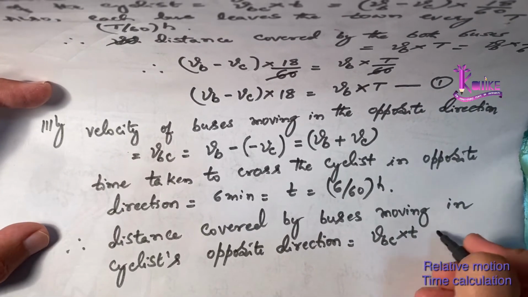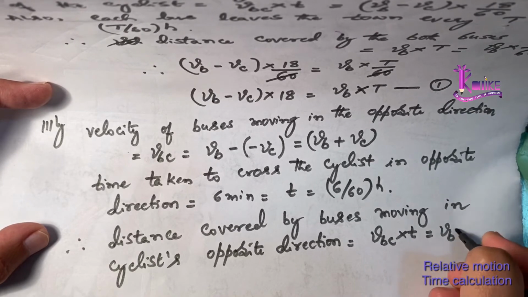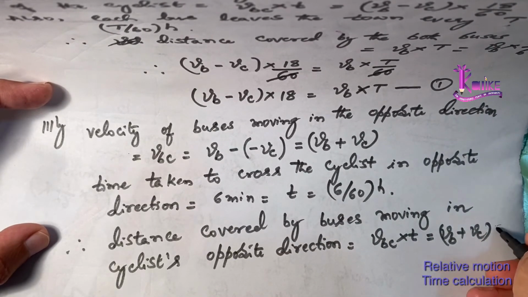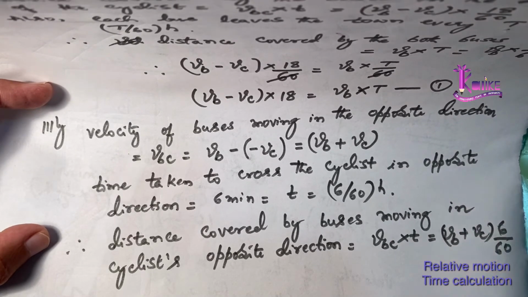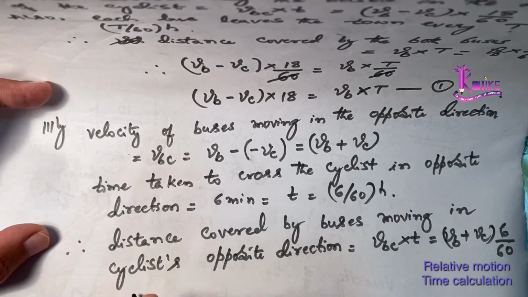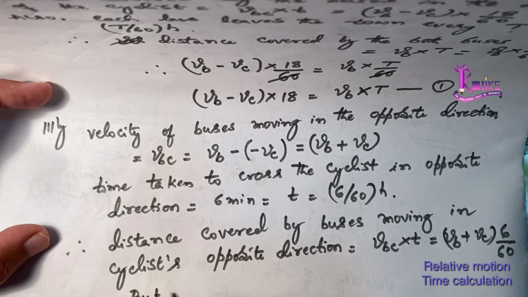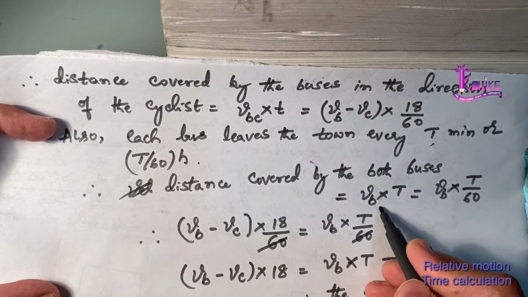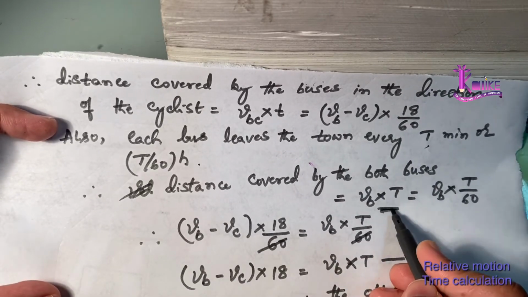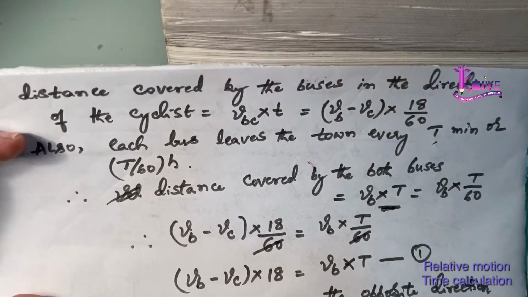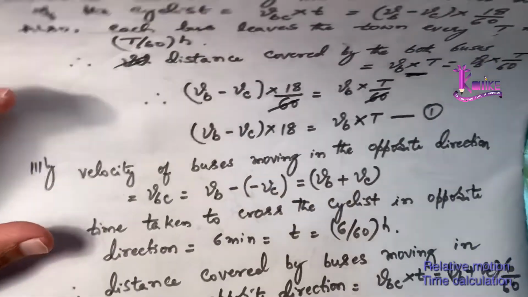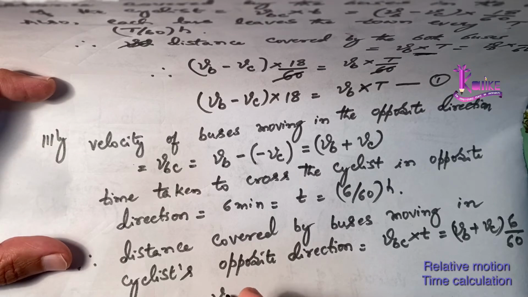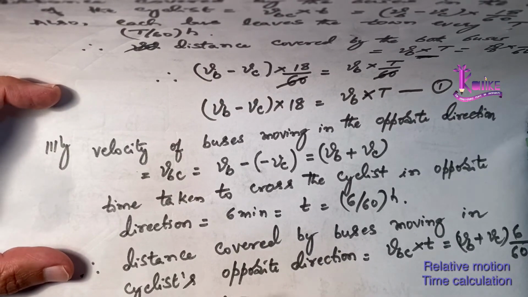But what is VBC? Here in this case it is VB plus VC, and what is the time it takes? 6 by 60. So this will be into 6 by 60 hour. But these buses, as we know in general, they also cover a distance which is equal to VB into T, that is VB into T by 60.